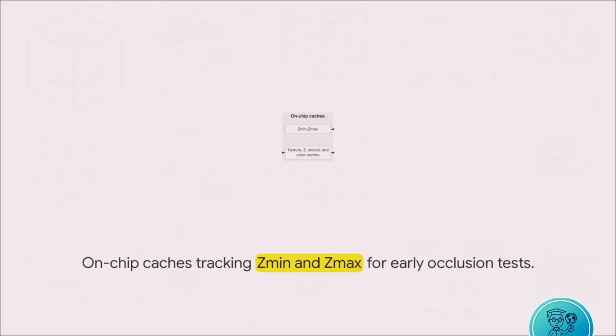To speed things up, they use specialized on-chip caches that track the minimum and maximum depth values of objects, what we call Z-min and Z-max. This allows for early occlusion tests. Basically, the hardware checks these caches to quickly figure out if a cluster of pixels is hidden behind something else. If it is, it skips over those hidden pixels before doing the heavy math of shading and texturing them.